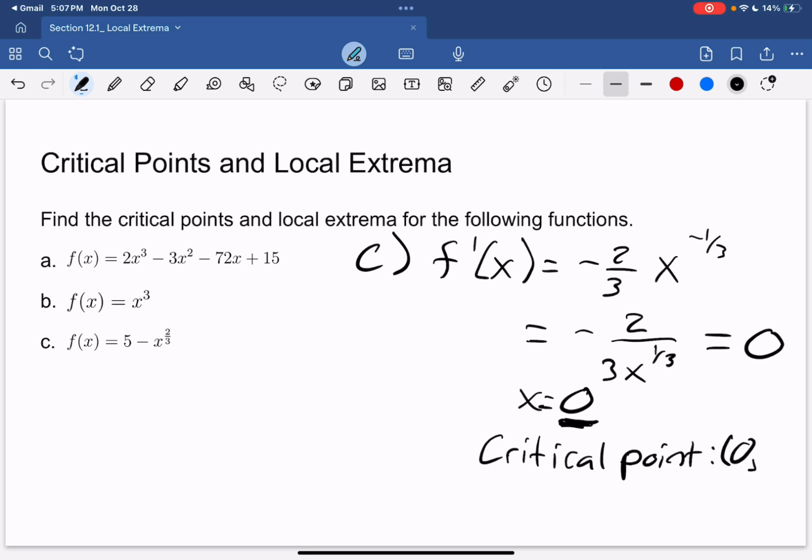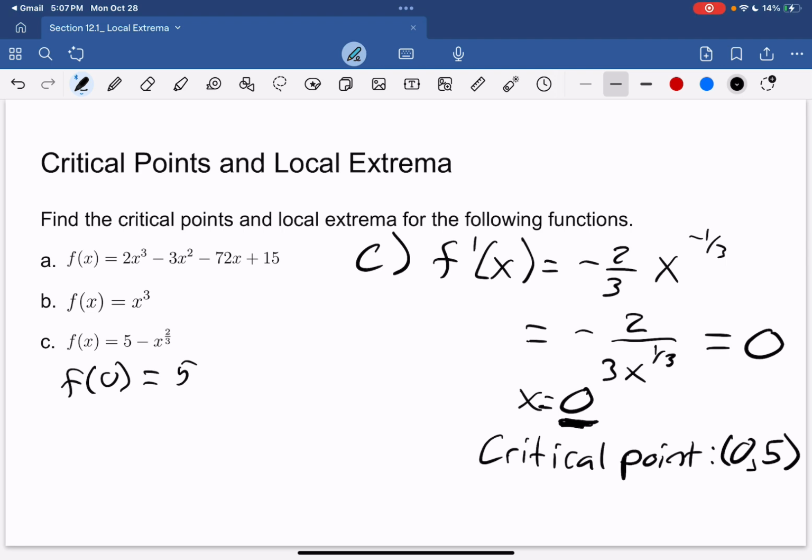Okay. My critical point: I plug 0 into the original function, so I figure out what f of 0 is. It is 5 minus 0, which is just 5. So my critical point occurs at (0, 5). So I still have a critical value because it does not exist. Just because I couldn't set it equal to 0 and solve anything doesn't mean that there's not a critical value.